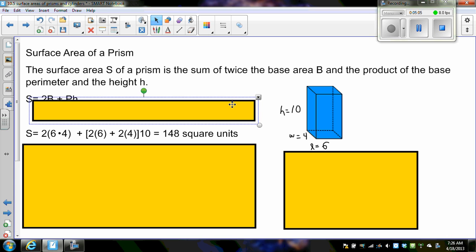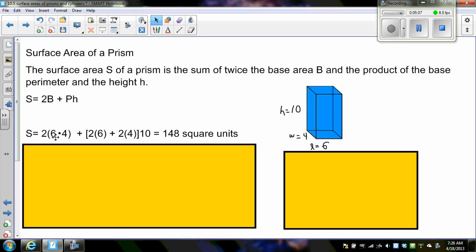So in this case, using this equation, we can say that 2 times the base, which is 6 times 4, plus 2 times 6 plus 2 times 4, because we have two sides with a length of 4 and two sides with a length of 6, times 10, which is the height, equals 148 square units.